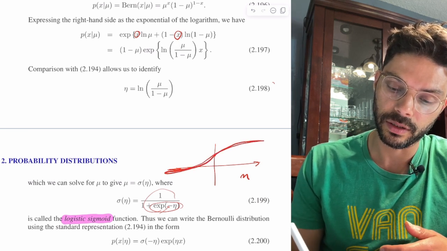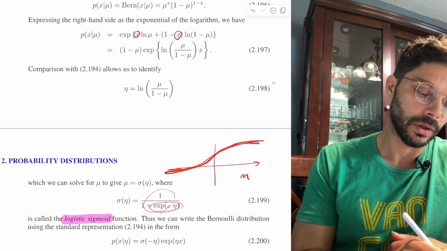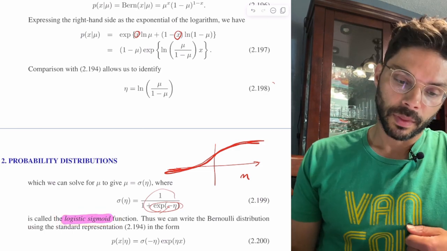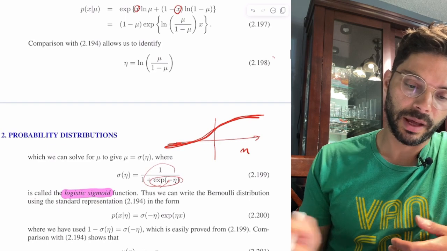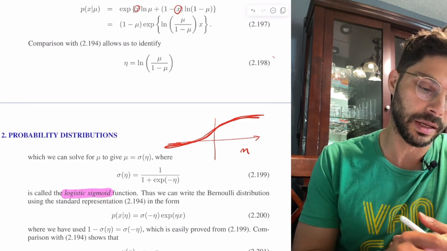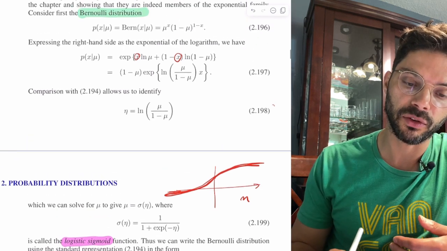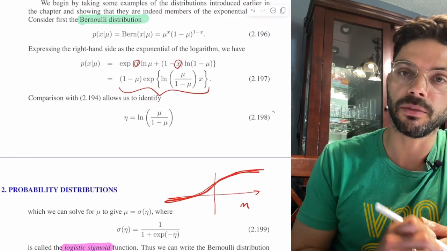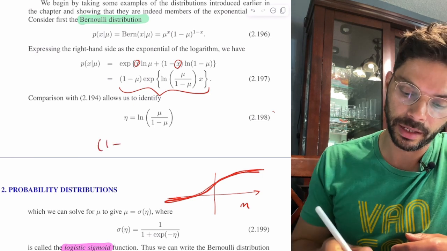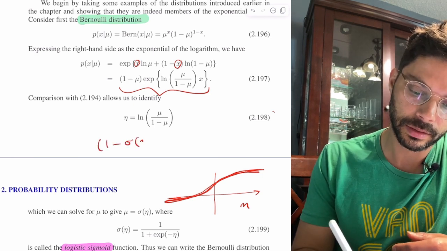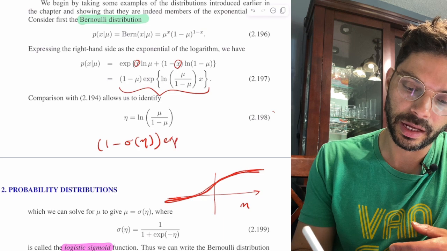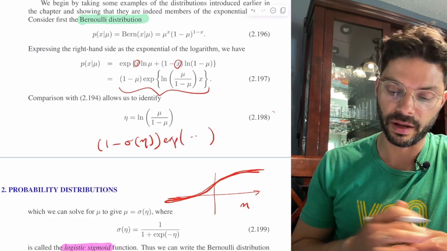So this is called the logistic sigmoid function. Okay, so what do we have here? We might think, okay, well, you could kind of write it that way. We're basically done. So we can go back to our distribution here that we've re-expressed. We can write this as 1 minus sigma eta times x, all that good stuff.